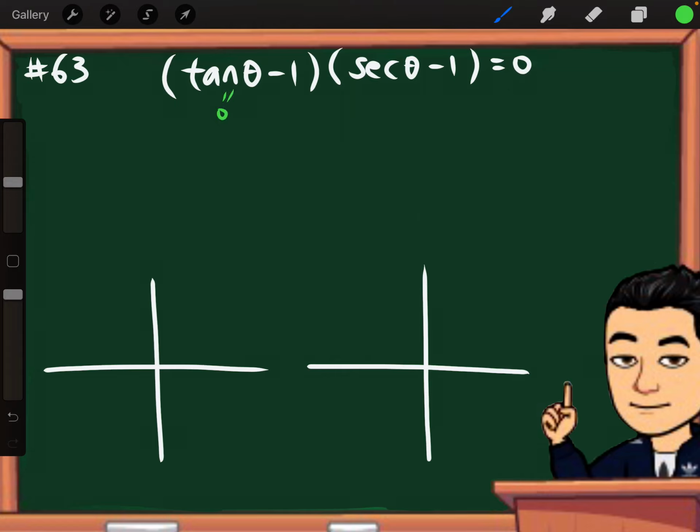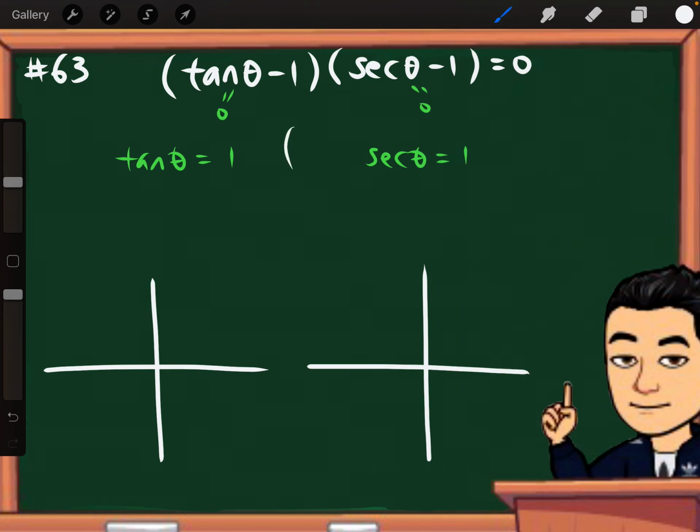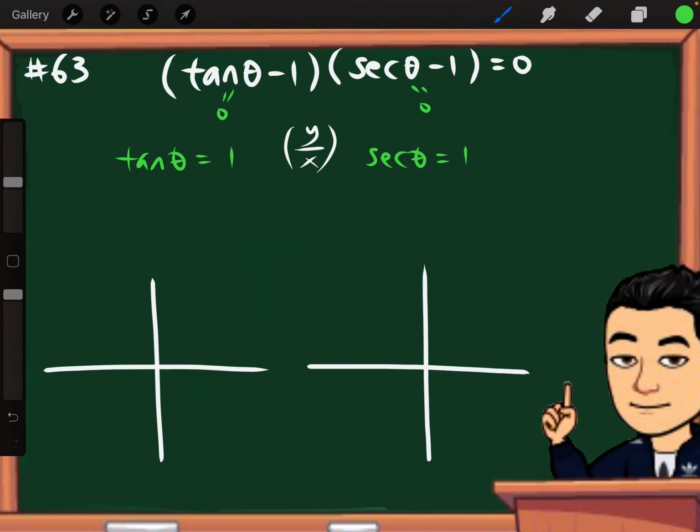Check out number 63. Set each one equal to 0. So we got tangent theta equals 1, adding 1 on both sides, and secant theta equals 1 as well. We know that tangent is y over x, so you can draw the triangle like that. It's going to be 1 for y and 1 for x, so it's a 45 degree angle. One of them is going to be 45 degrees.